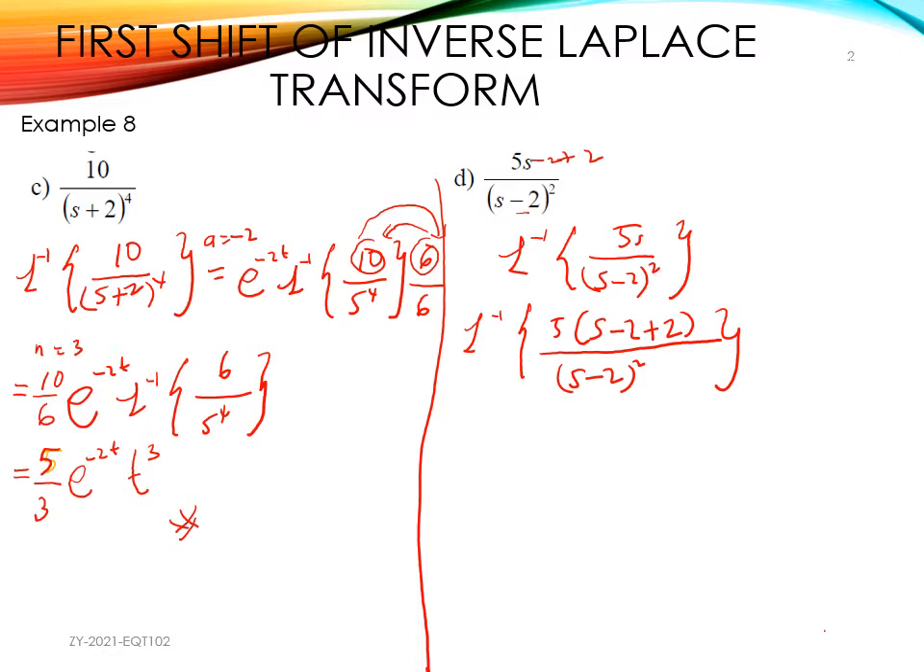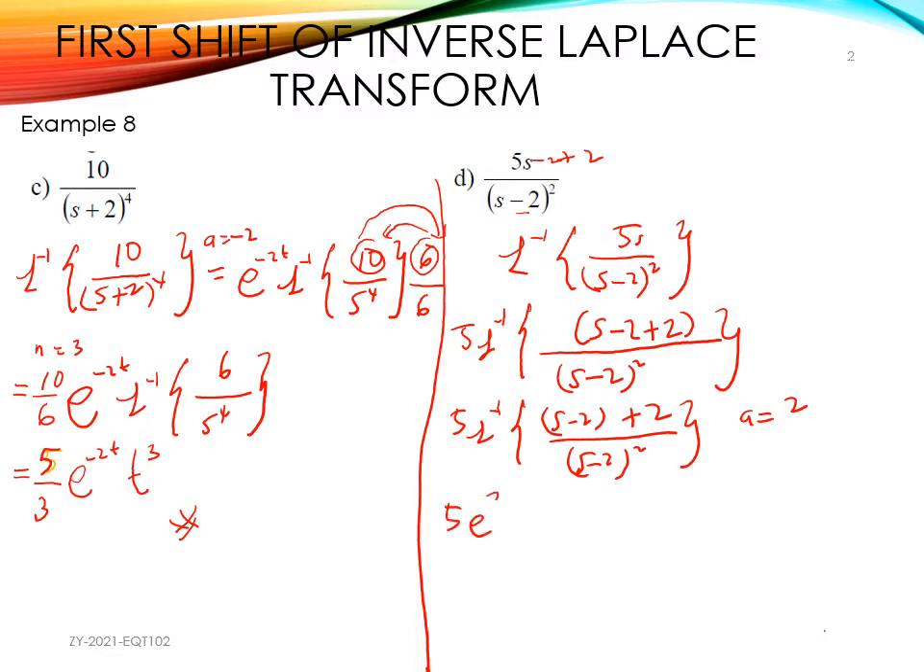So actually we can bring the 5 outside of the inverse Laplace. Okay, so now you just want s minus 2, right? So it will be 5 Laplace inverse, like this, s minus 2 plus 2 divided by s minus 2 squared. So now a is equal to 2. So it will be 5 e to the 2t Laplace inverse of s plus 2. So we replace s minus 2 with s.